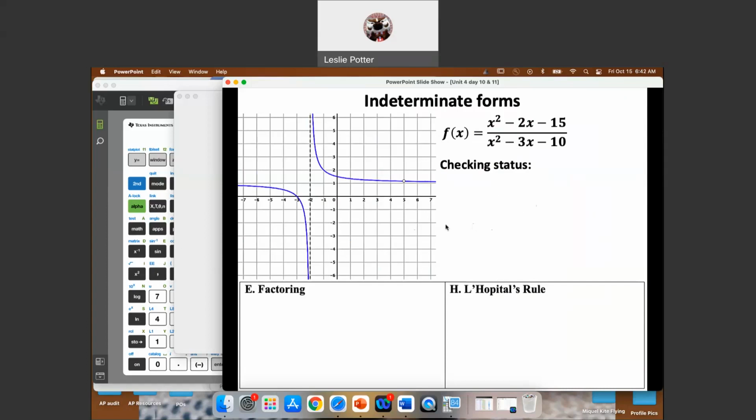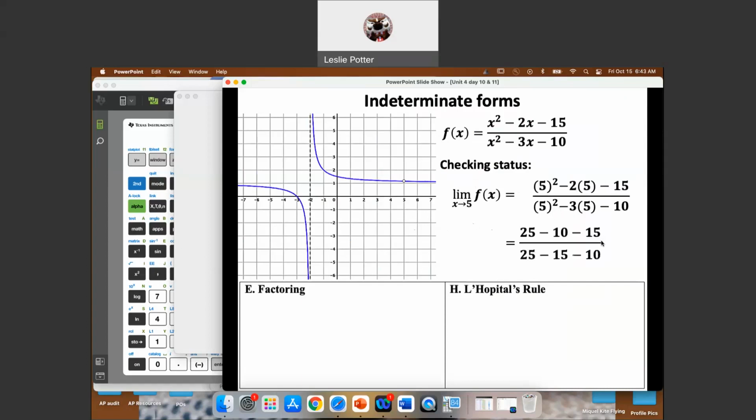Okay, so we're going to check the status here, right? We're going to say, let's take the limit as x approaches 5. And we're going to plug 5 in. And we're going to do this math. 25 minus 10 minus 15. 25 minus 15 minus 10. Guess what? We got 0 over 0. So we know we have an indeterminate form. So that's the first step.